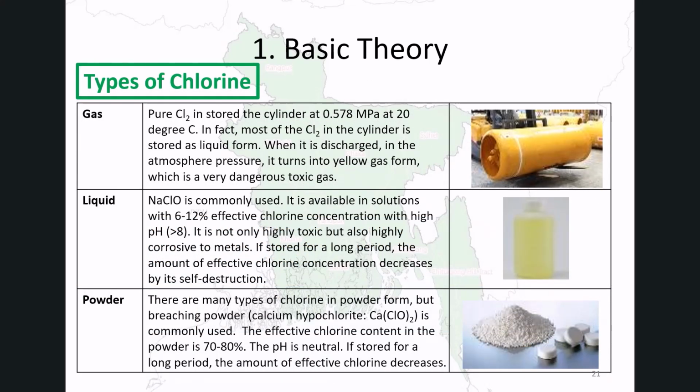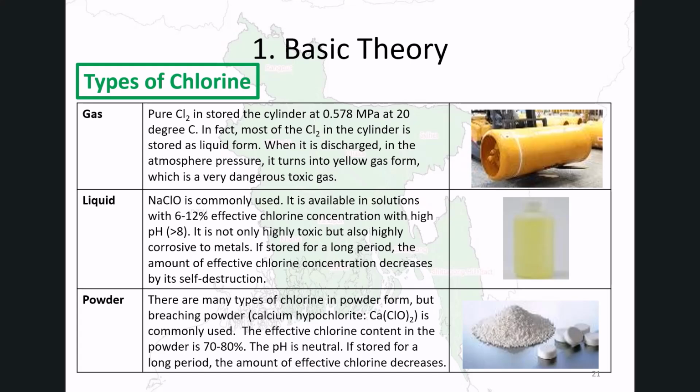Chlorine is used in three main forms: gas, liquid, and powder. Gas chlorine is used in large treatment plants. It is stored as liquid under pressure and released as gas for dosing. This system is effective but requires careful handling and complex equipment. Also, it is worth noting that it is a very dangerous toxic gas.